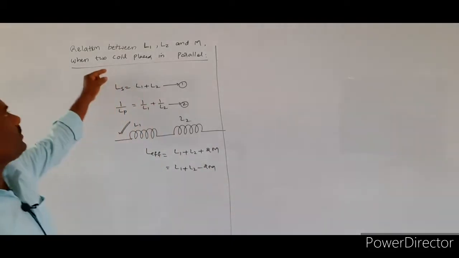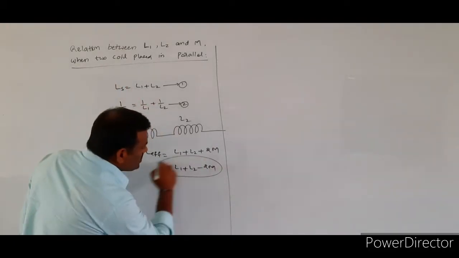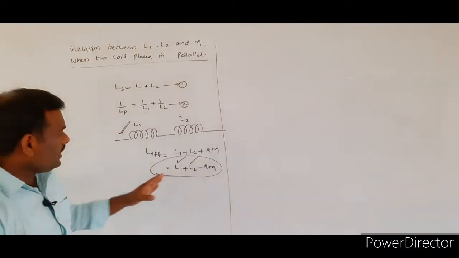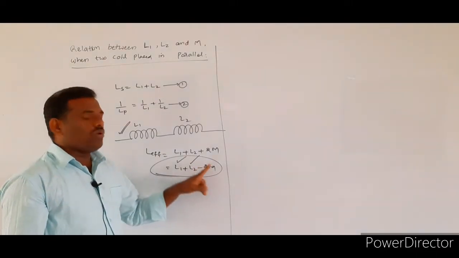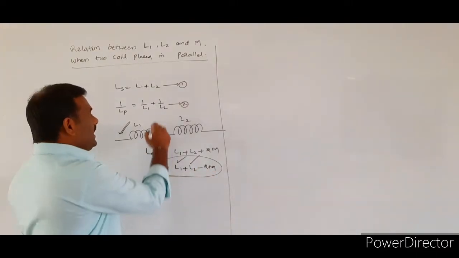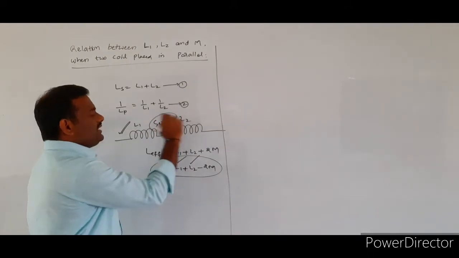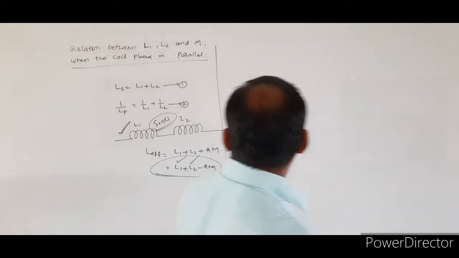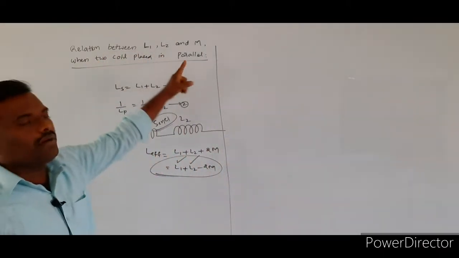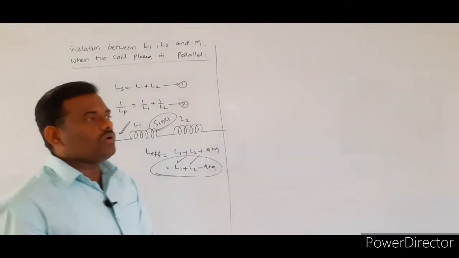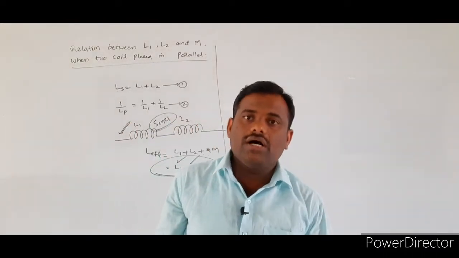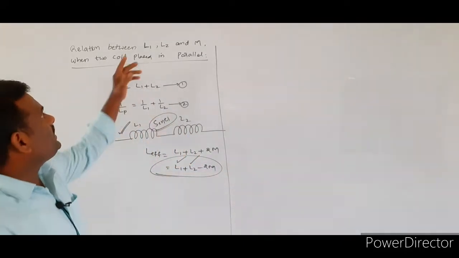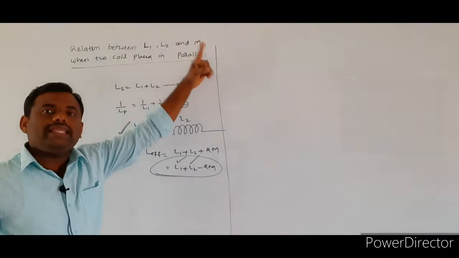Now, what we are going to discuss is similar to this. Here you got the relation between L1, L2, and the coefficient of mutual induction M, in the case where the two coils are arranged in series combination. In the similar manner, whenever the given two coils are arranged in the parallel combination also, we have to derive one relation with L1, L2, and capital M.